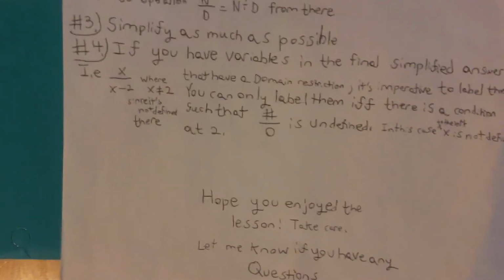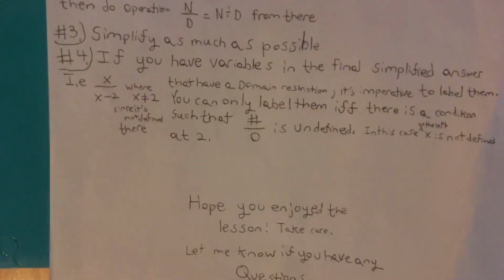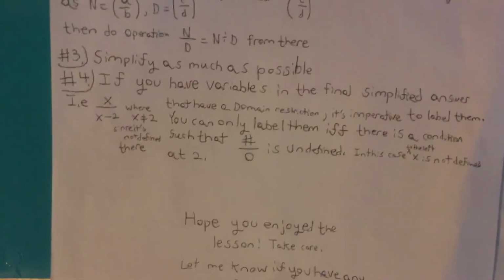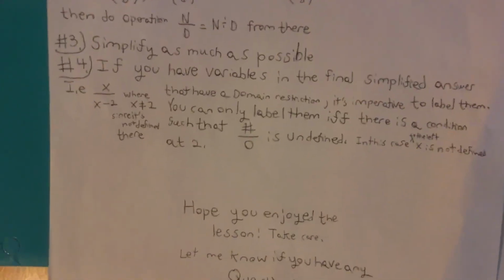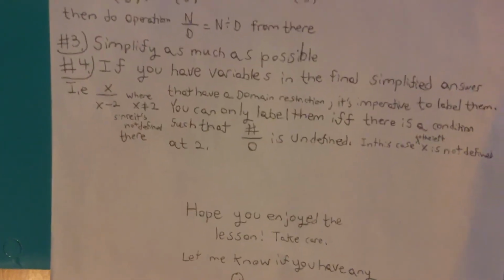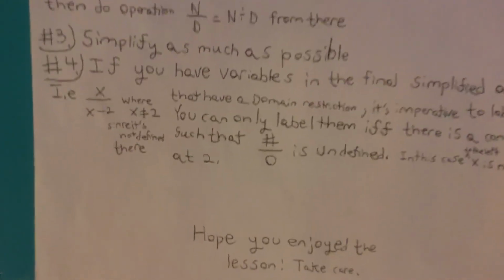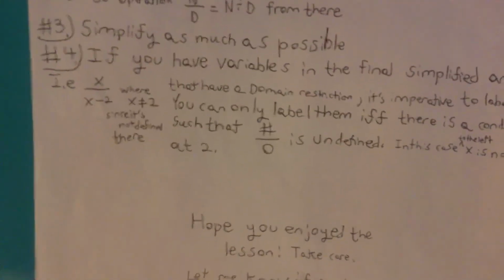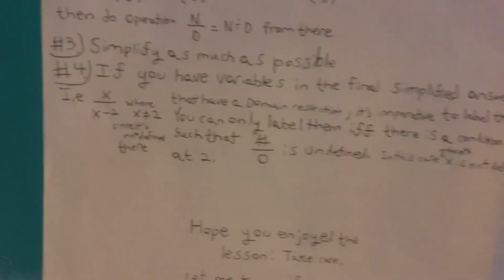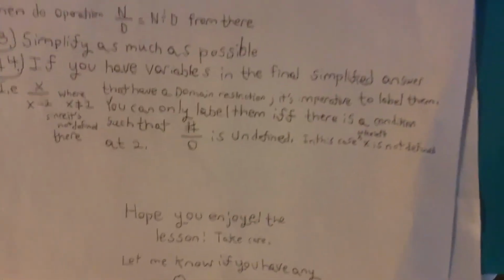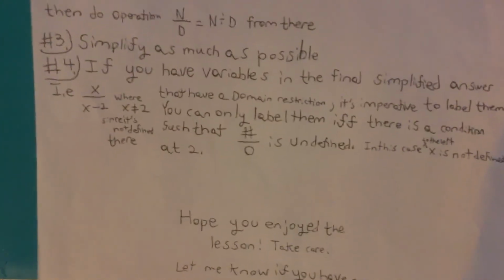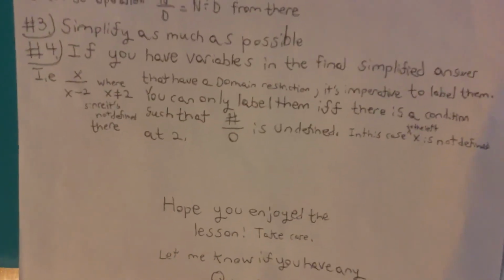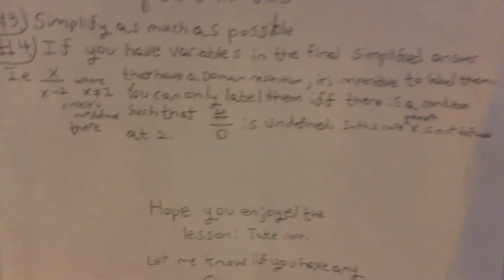Now, the last thing on this to-do checklist. Suppose you have any variables in the final simplified answer, say numerator over denominator, where the denominator is x. The domain restriction is that x is not equal to positive 2. It's imperative to label these, where the function is not supposed to be numerator over 0.